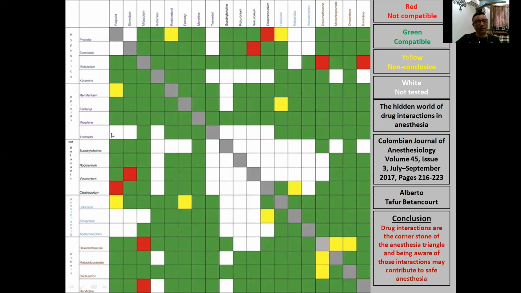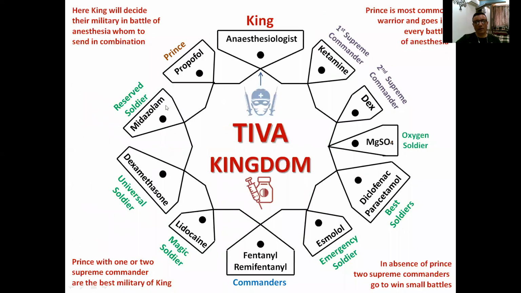Even ketamine will go with all the drugs for mixing, and ketamine, propofol, and dexmedetomidine are the prime drugs to mix with each other. And I have developed a TIVA kingdom where the anesthesiologist is the king, propofol is the prince, ketamine is the first supreme commander, and dex is the second supreme commander. Fentanyl and remifentanil are commanders, and other adjuvants and other drugs are the soldiers.